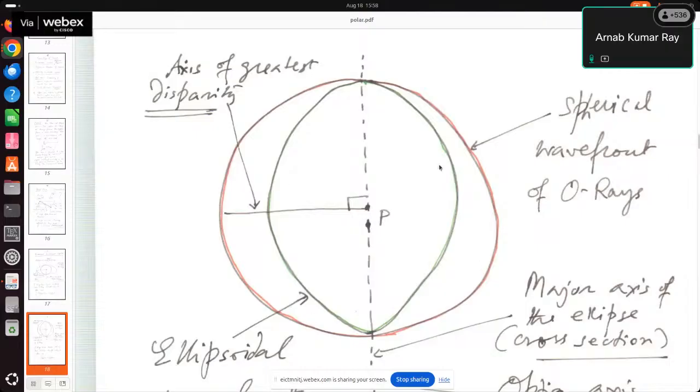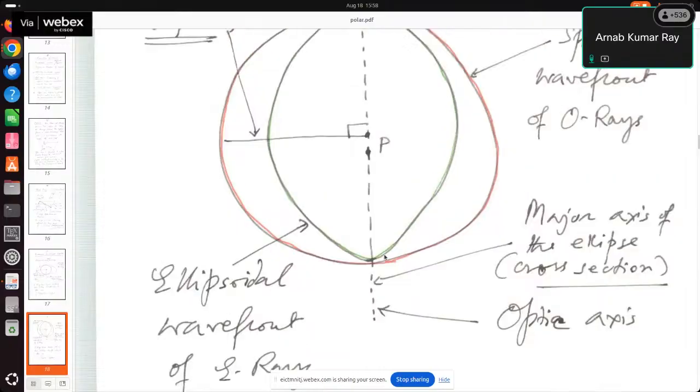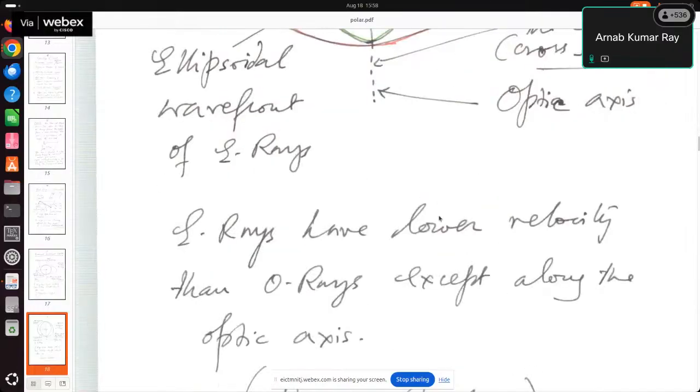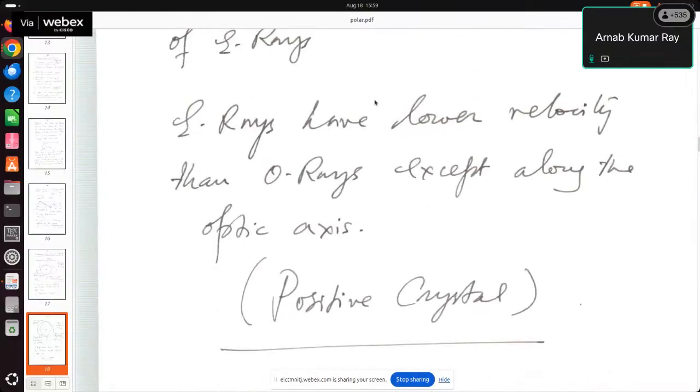The ellipse is represented by this green track, and of course when you rotate it, this will form an ellipsoid, and the outer circle will form an enveloping sphere. So, spherical wavefront of O rays and ellipsoidal wavefront of E rays. This is the cross section, the ellipse, major axis of the ellipse. We have just drawn the cross section of this. The optic axis is along the major axis over here. So E rays have lower velocity than O rays, except along the optic axis. So this is known as what we call a positive crystal.